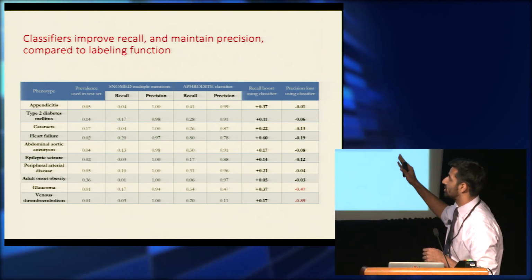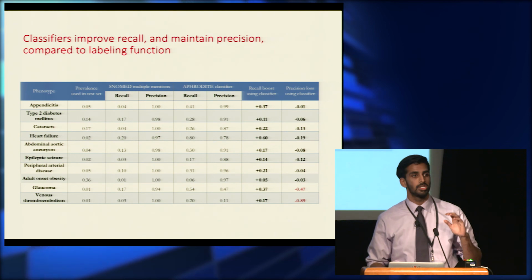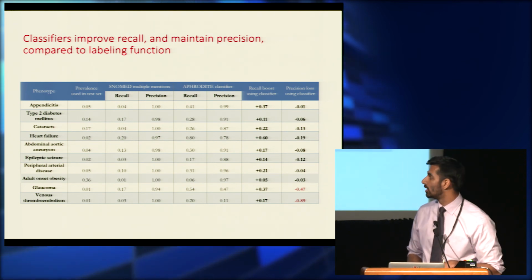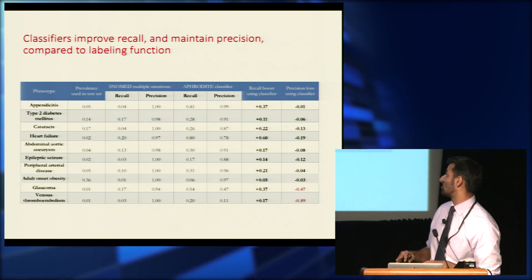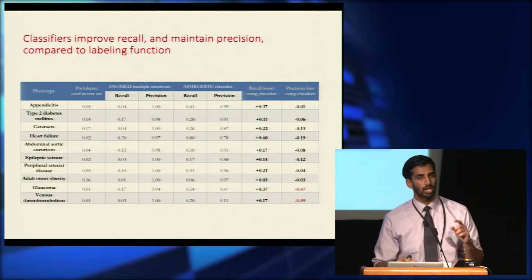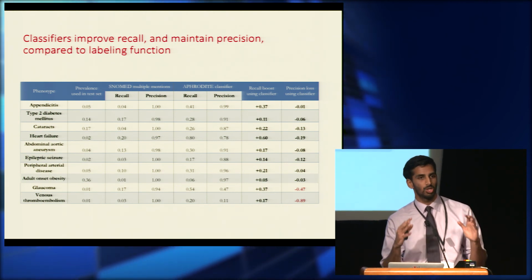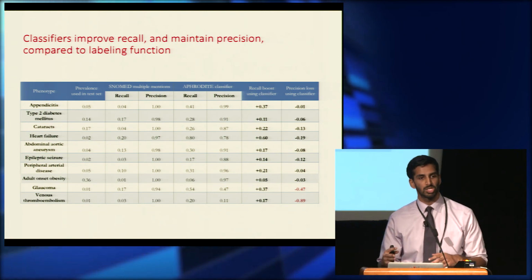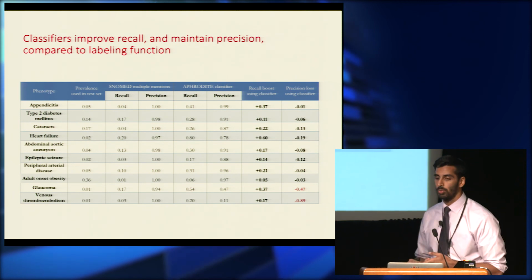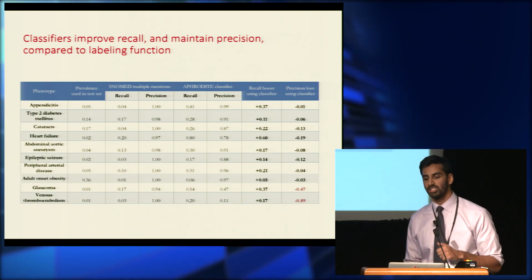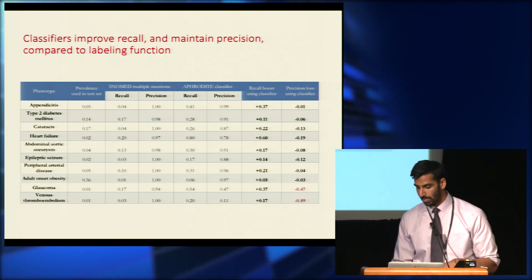There are other phenotypes in here that perform better in precision and have higher recall boosts. We did see for 2 phenotypes that there was a significant precision drop-off, and we're working on trying to figure out which phenotypes are good for classifiers like these and which aren't. But the nice thing is, for the majority of them, we saw that we can develop these high-precision classifiers and get a boost in recall.